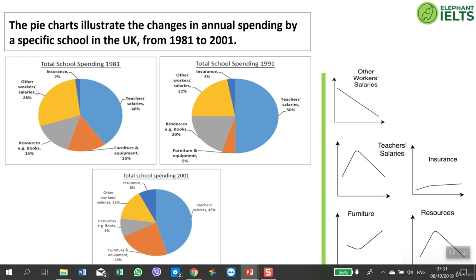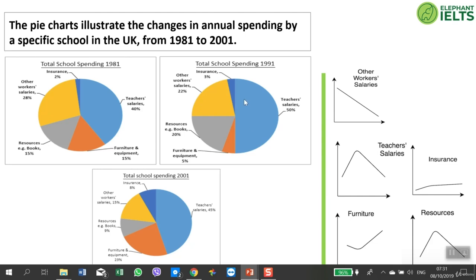Each of these areas of expenditure follows a separate trend. So let's draw one, beginning with other workers' salaries. Look at this, it begins here at 28%, it falls to 22%, and then falls again to 15%. So that would look like this one here, wouldn't it? So it's a continual downward fall. Look at teachers' salaries, here it is, 40%, rises to 50%, and then falls slightly to 45%. So that would be like this.